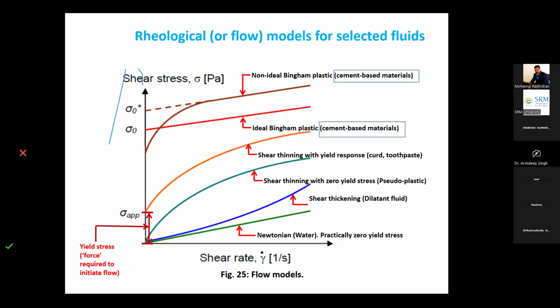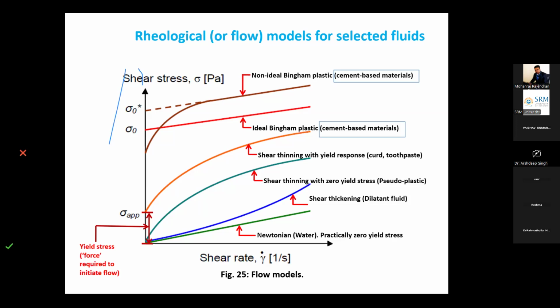Even in concrete, the addition of supplementary cementitious material sometimes shows shear thinning behavior, shear thickening behavior, or sometimes ideal Bingham plastic behavior. So it depends upon the blend we use in cement, and how it changes the rheology of the material.